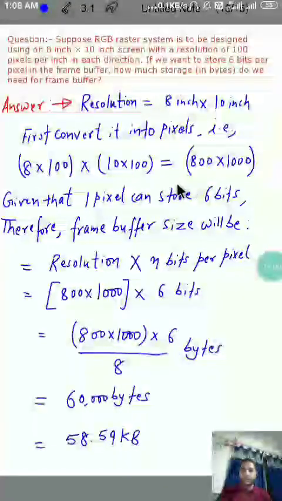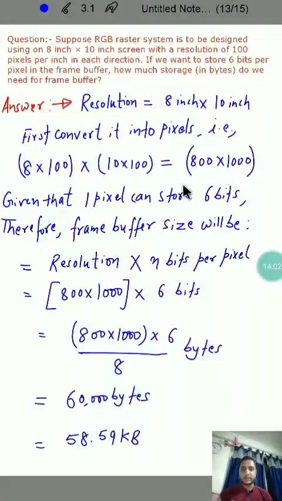Now in this question the size is given in inches, that is 8-inch into 10-inch. So first convert it into pixels. It is given that the resolution is 100 pixels per inch in each direction. The meaning of each direction is that horizontally and vertically there are 100 pixels per inch, that is, in 1 inch we have 100 pixels. So 8-inch into 10-inch will become in pixels 8 into 100. Okay, this is horizontal and this is vertical.